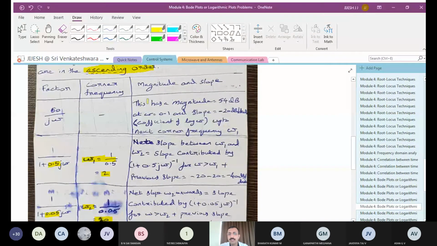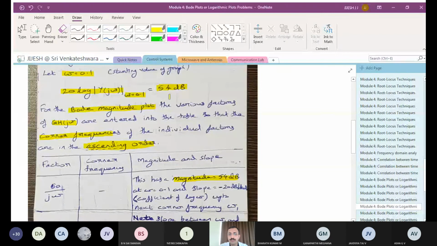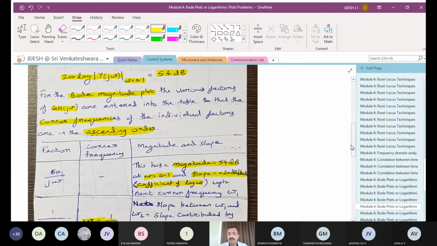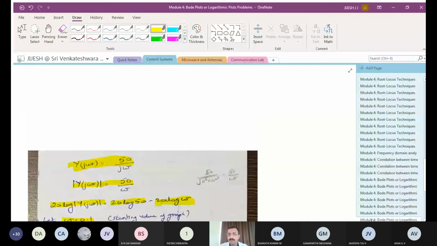Okay. So the magnitude is equal to 54 dB. You got this 54 dB when omega value is 0.1. So you know that omega value is 0.1, and when omega is 0.1, you got it as 54 dB. And the slope you have to consider is minus 20 dB per decade, because of the coefficient of log omega. So here you can see that the coefficient of log omega, you have to take it as minus 20 dB per decade.